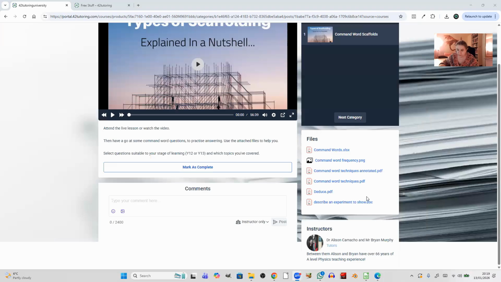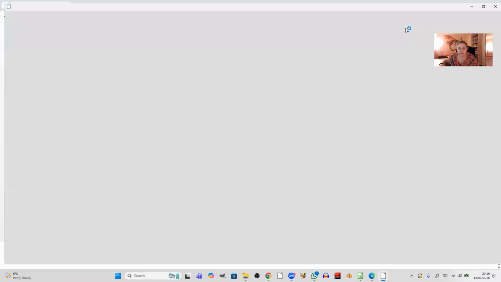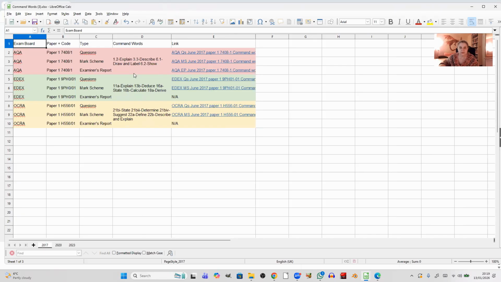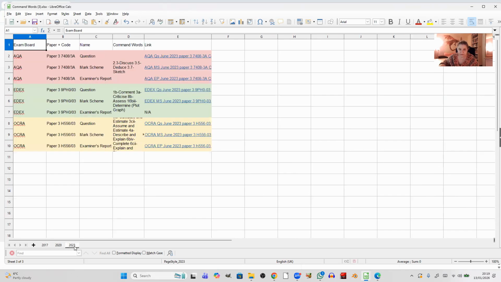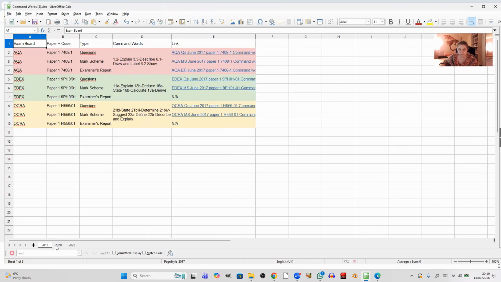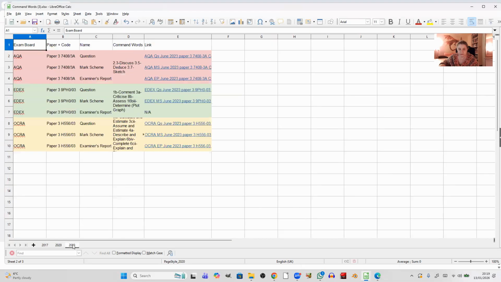Right, now the next thing that I want to talk to you about is this spreadsheet that has examples of different command words. If I make the command word box a bit bigger, you can see there are links to papers, AQA, then Edexcel, and then OCR. And you can see that they're for 3 different years. The first one is paper 1s, the second one is paper 2s, and the third one is paper 3s.